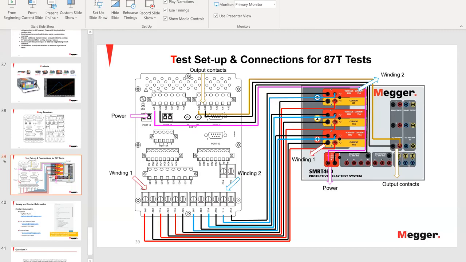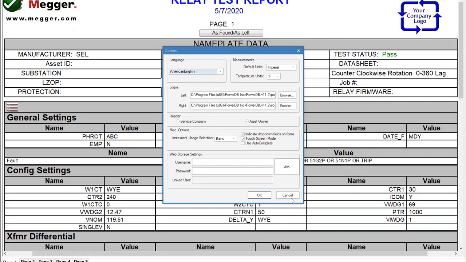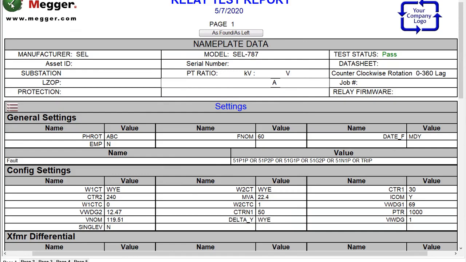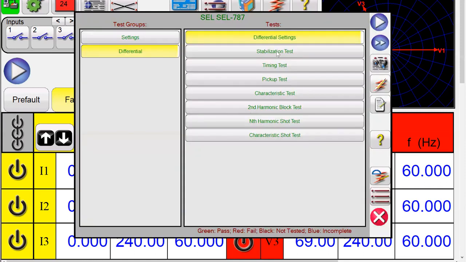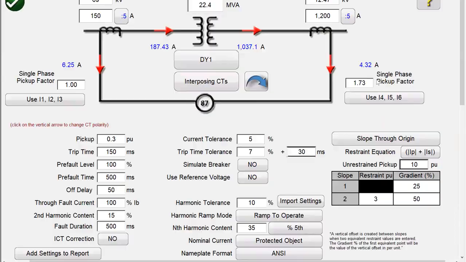Thanks. Sughosh, the next question is for you. Why is your factor of 1.732 not considered in winding one? Okay, that's a good question. Going back to the RTMS, the question is about a factor in my single phase pickup where 1.732 is used on one side, but it's not used on winding one.